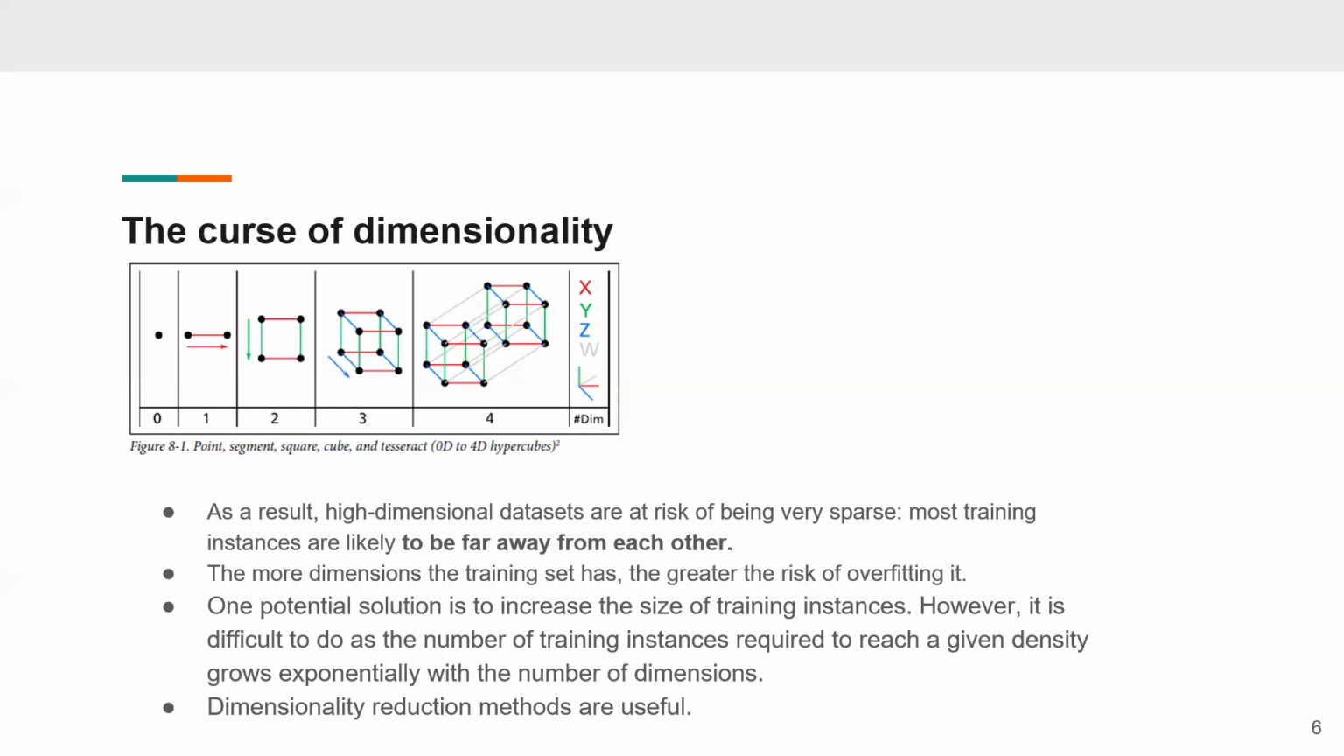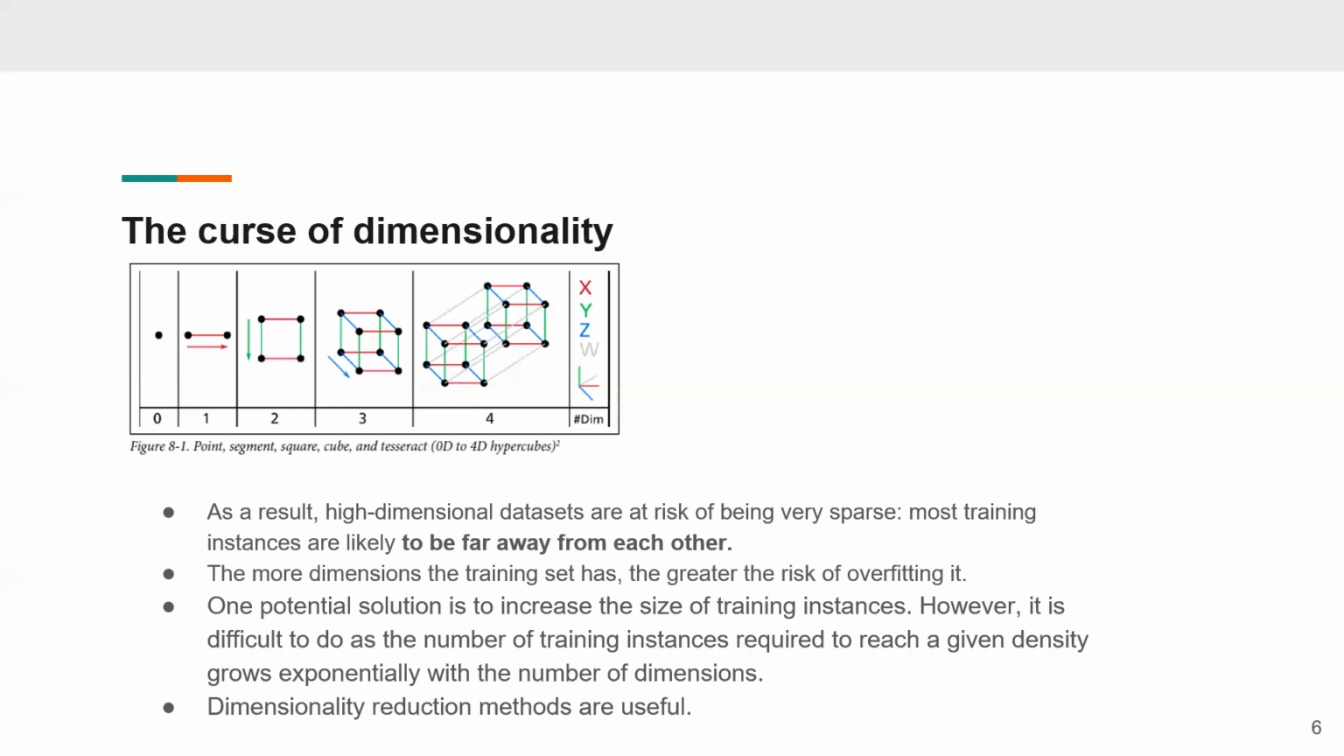If we have more observations, with the hope that they're closer to each other, not as sparse as they could be, then we would be able to build our training algorithm. However, in practice, you need a lot more observations than you actually have, so you're not able to continue to expand your number of observations or the size of training instances in higher dimensional space.